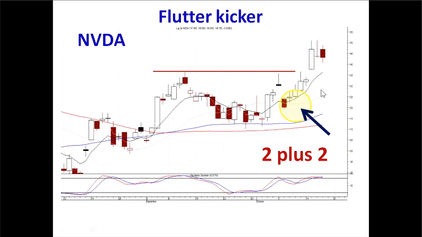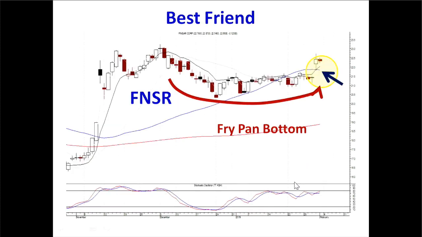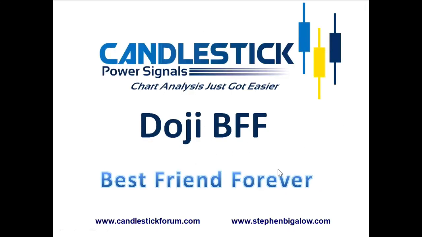Not because we're any stock pickers or knowing what's going on in a company. We're seeing what everybody else's decisions are about that price move. So bullish flutter kicker, would that tell me that my fry pan bottom was probably very much in effect? See something like this? There's our best friend signal, a doji gap up. What'd that tell us about our breakout? We have a fry pan bottom breakout, probably a lot more upside.